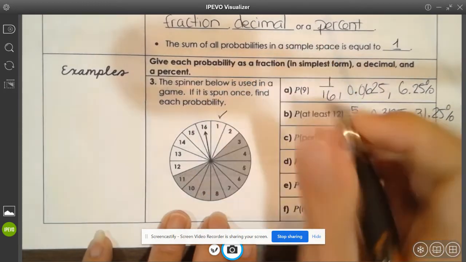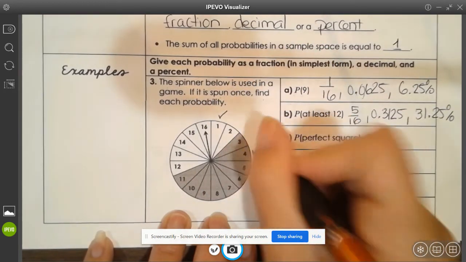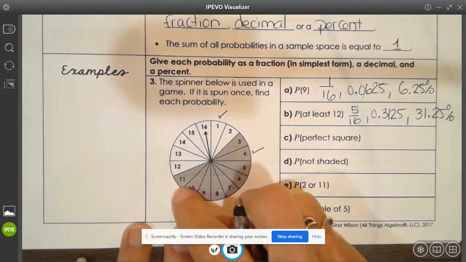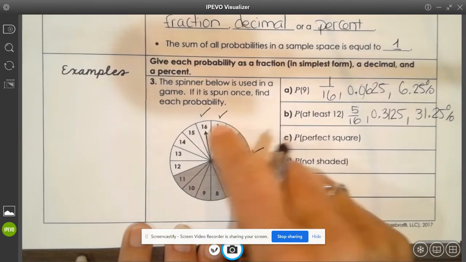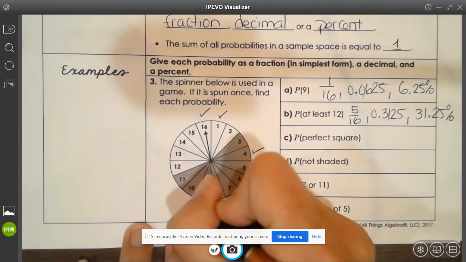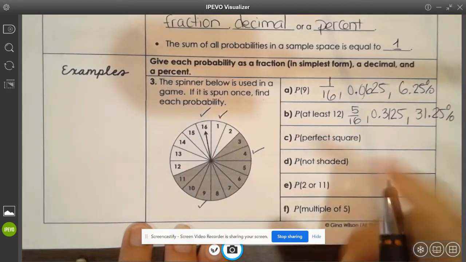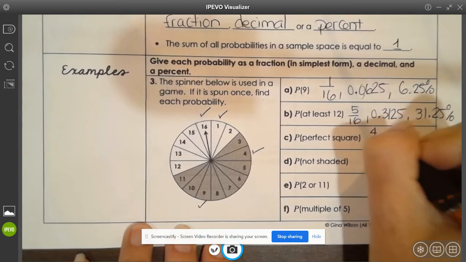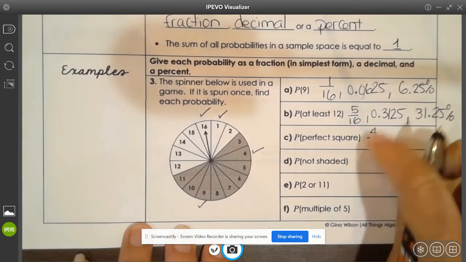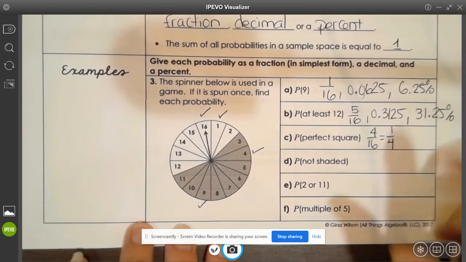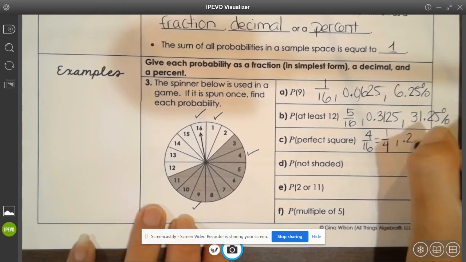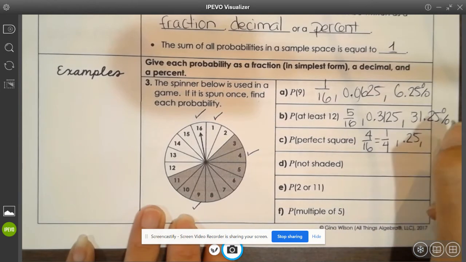Okay. What's the probability that you get a perfect square? Well, 1 times 1 is 1, 2 times 2 is 4. Another one would be 4 times 4 is 16, and 3 times 3 is 9. So you have 4 of them. So that's 4 over 16. 4 goes into 16, so 1 over 4. And then you divide. That's 0.25. If you divide 1 divided by 4, and then that's 25%.